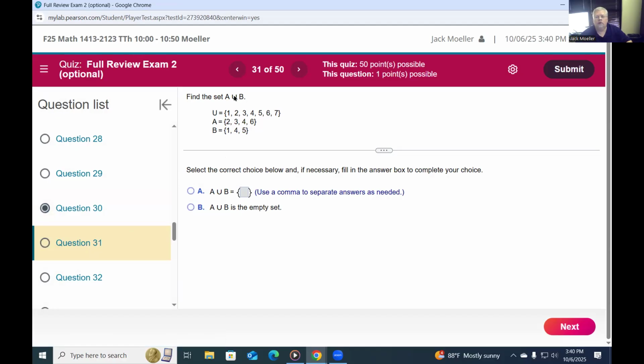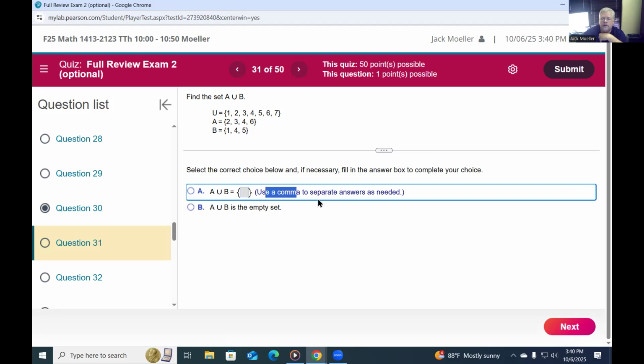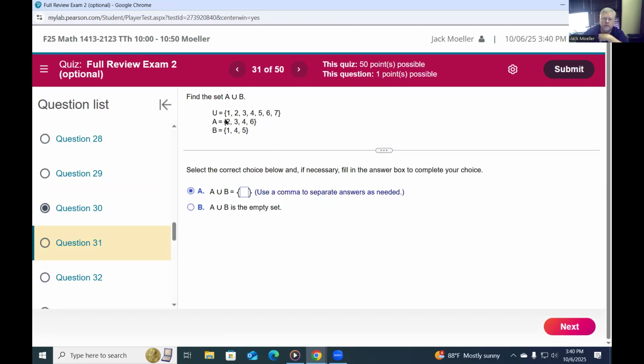Oh, here's the union. The way I would do A union B is I would do 2, 3, 4, 6. That's A. And then I would go to B and list anything that I haven't listed. I don't have a 1 yet. I already have the 4, so I don't list it again. And then I don't have the 5 yet. So it'd be 2, 3, 4, 6, and then 1 and 5. And notice that it doesn't say anything about putting it in order. I kind of like having these things not in order, because that tells me where you got the numbers from. But it's your choice to put it in order.